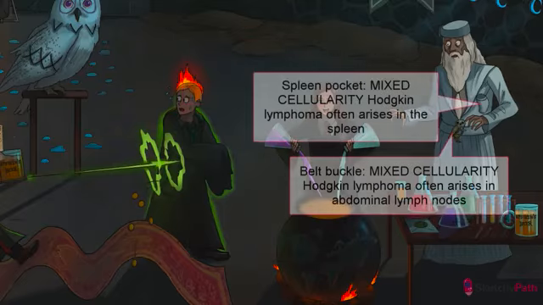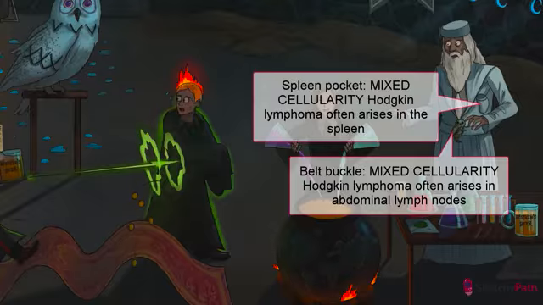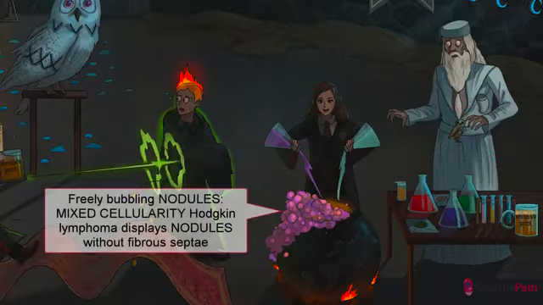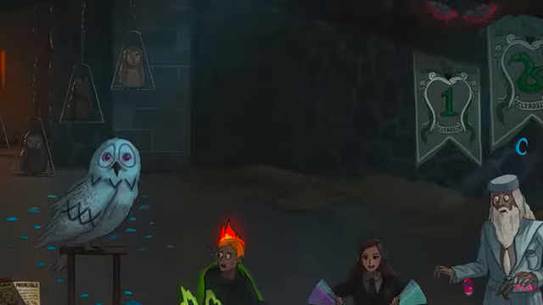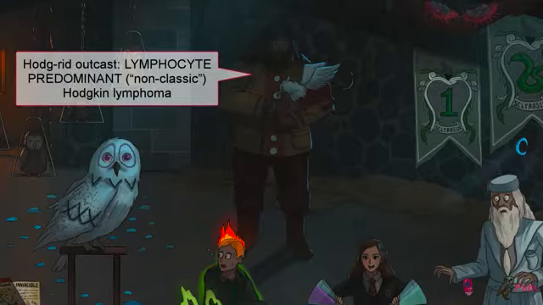A unique feature of mixed cellularity Hodgkin lymphoma is that it predominates in the abdominal lymph nodes and the lymphoid tissue of the spleen. On histology, nodules are seen. However, unlike nodular sclerosis Hodgkin lymphoma, there's a lack of fibrous septae separating the nodules, so they're just free to boil over. Reed-Sternberg cells are numerous and surrounded by the usual background of mixed eosinophils, histiocytes, and neutrophils. Just cells everywhere.